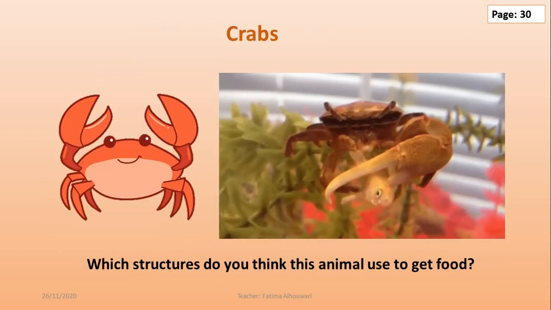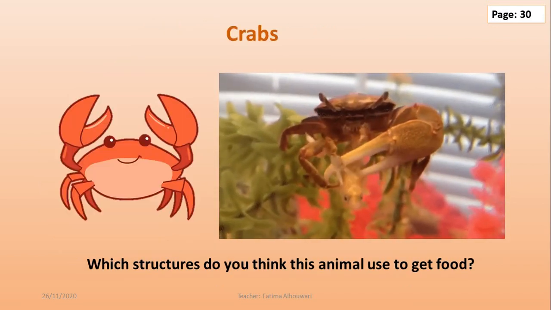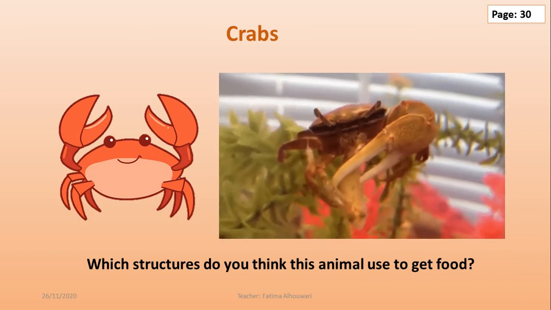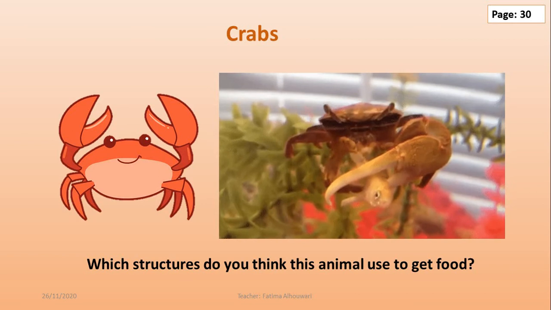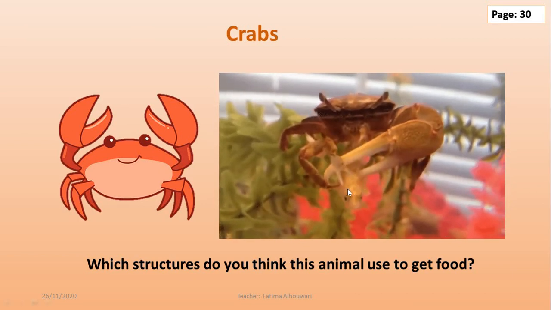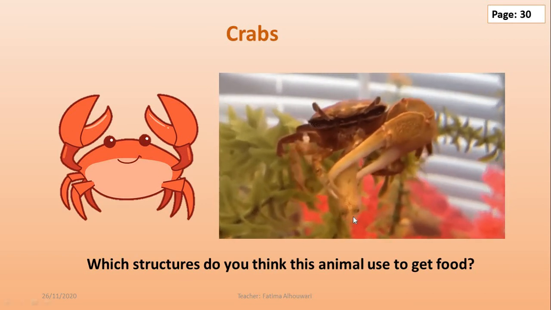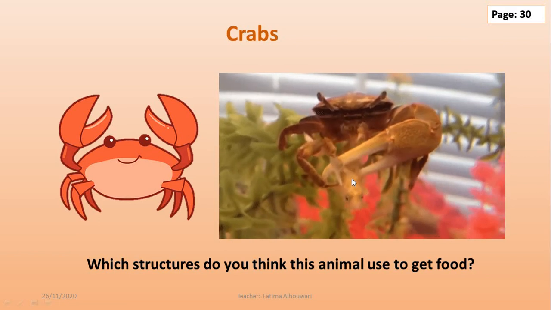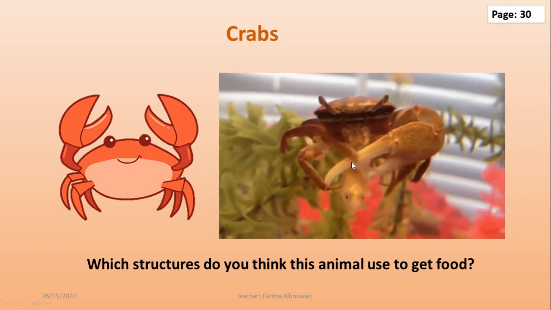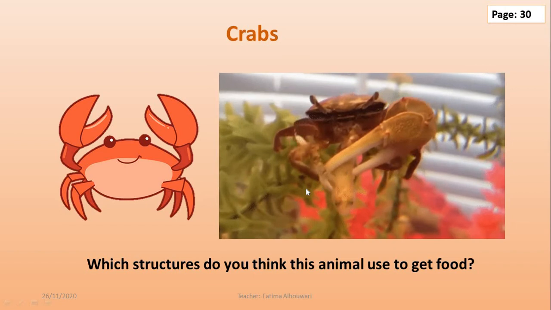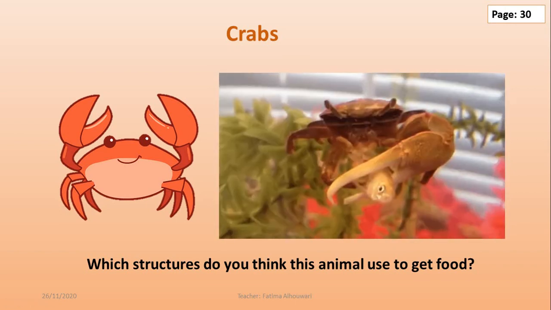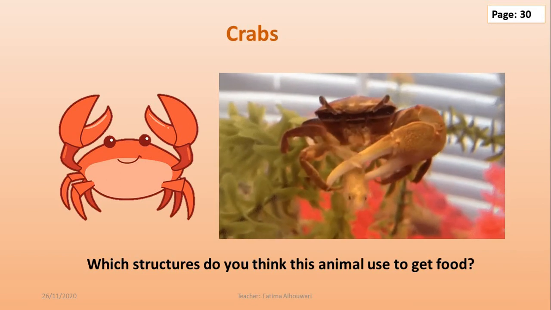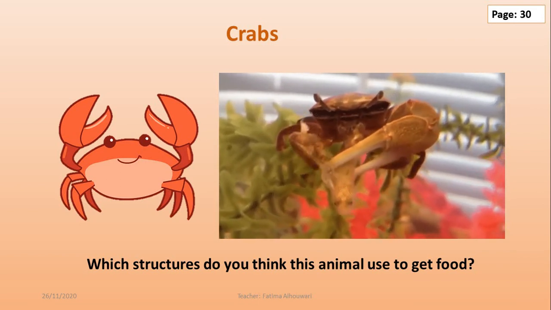Let's see another one. It's a crab. This crab also has claws. Why do you think that? Can you see this fish, grade 1? It's a fish. This crab gets this fish using its claws. Interesting. So, just as bears do, crabs also use their claws to get food.